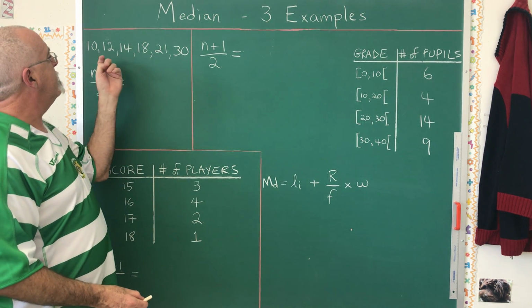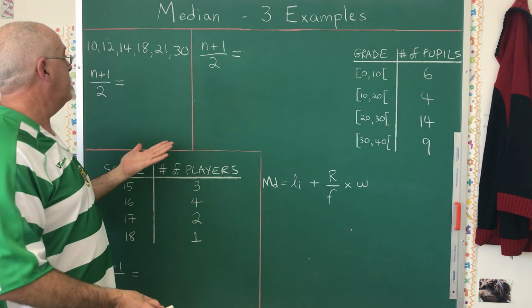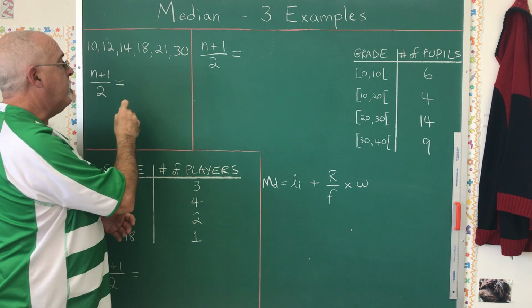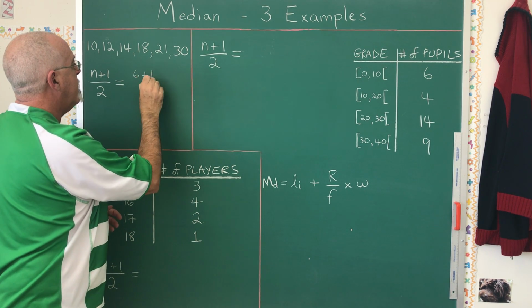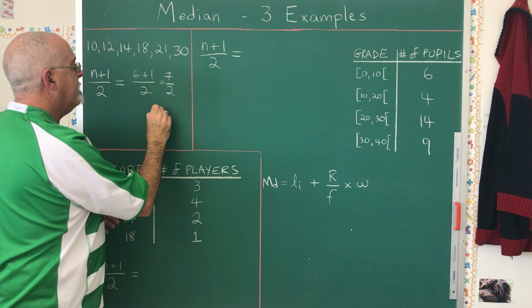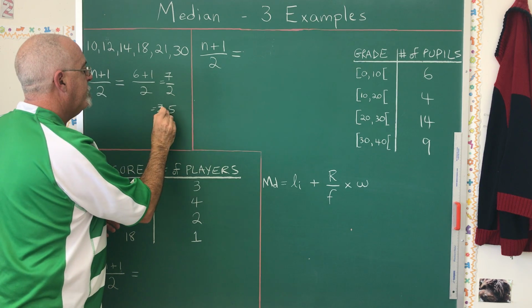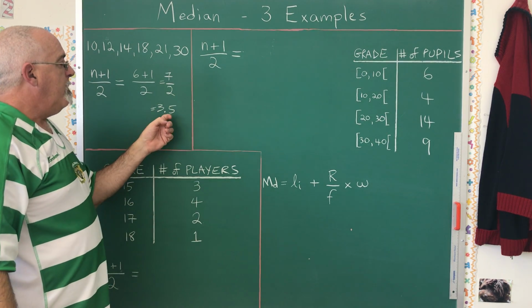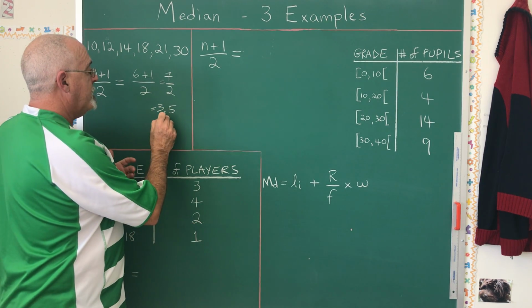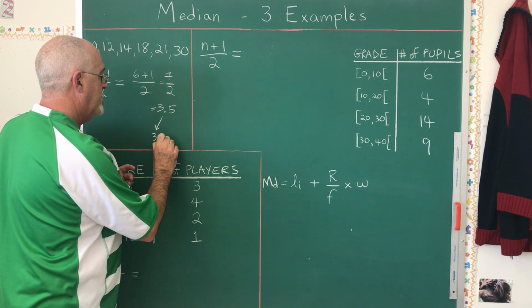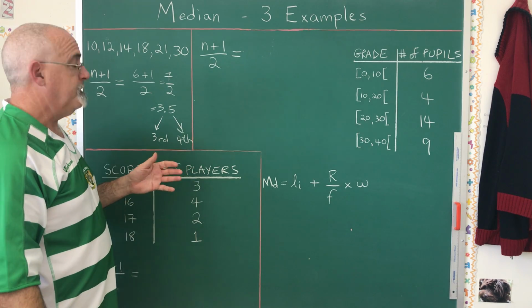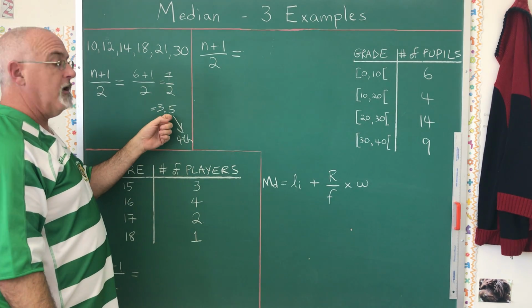Here we have some data. It's only 6 values, so the sample size is 6. Our n is 6. Using the n plus 1 over 2 formula, I have 6 plus 1 over 2, which is 7 over 2, and that gives 3.5. When we get this 0.5, it means that the median is the average of the third and fourth data values. The median itself is not 3.5.